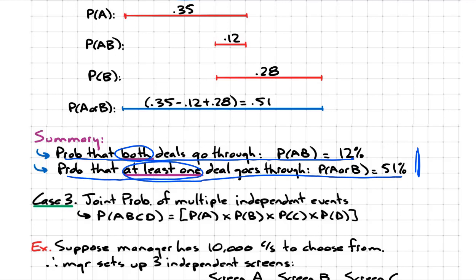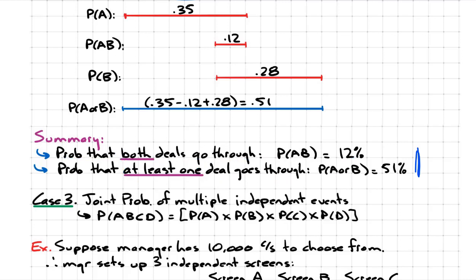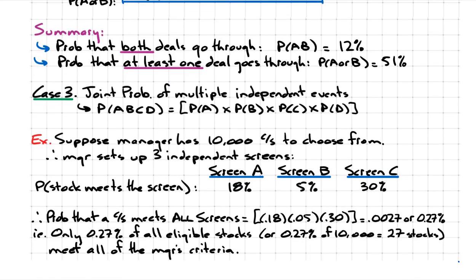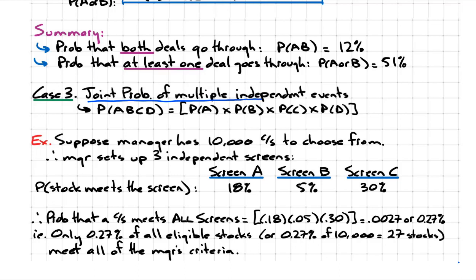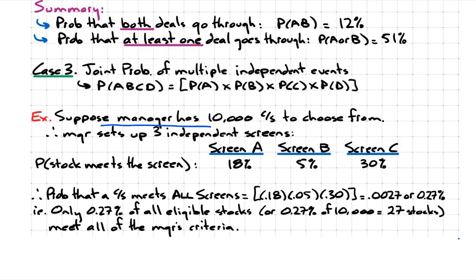So please make sure we distinguish between the two types of events that we're being asked to find the probabilities for. Now in case 3, we're asked to find the joint probability of multiple independent events. Well, you know what? It's very similar to just having two independent events. It's the same framework. We just multiply the probability of all those events together because they are all independent. So let's look at an example. Suppose a manager has 10,000 stocks to choose from. Therefore, the manager sets up 3 independent screens, and that's how investment managers do it, ladies and gentlemen.